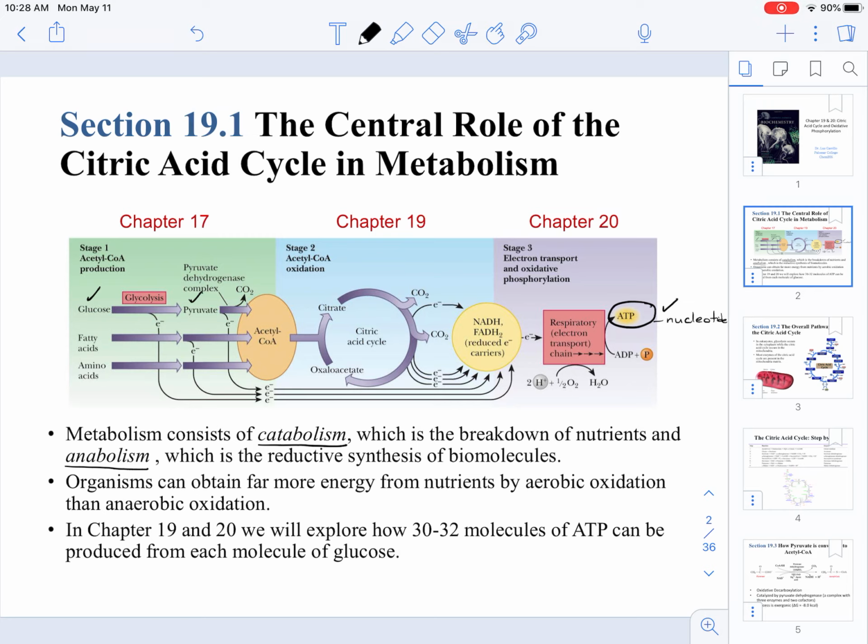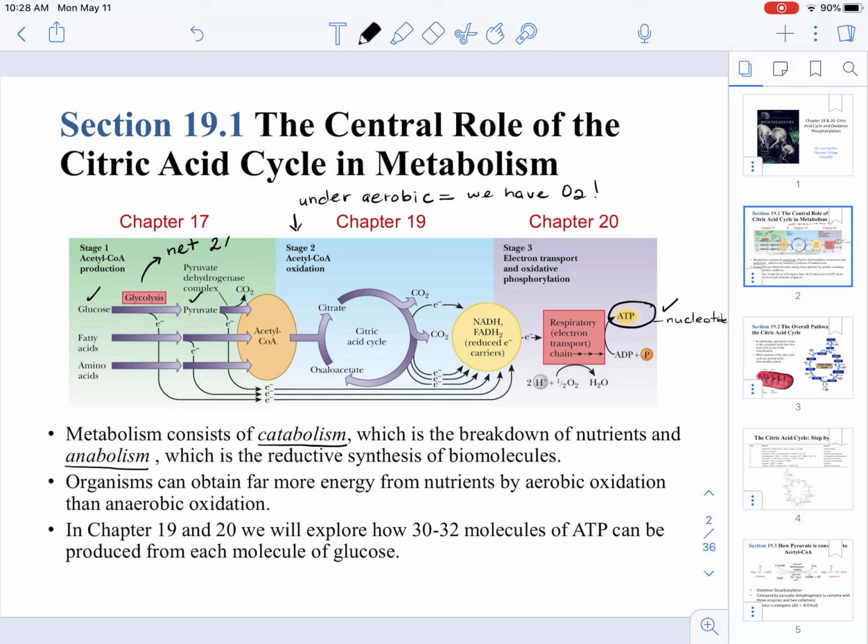Now, understand that organisms are going to obtain more energy from nutrients by aerobic oxidation than anaerobic oxidation. So these processes that we're going to be discussing in Chapter 19 and 20 are under aerobic conditions. And remember that aerobic conditions means that we are going to have molecular oxygen available.